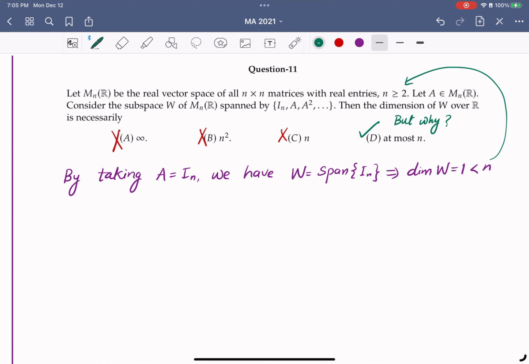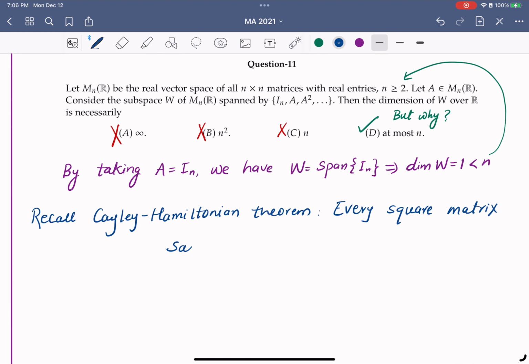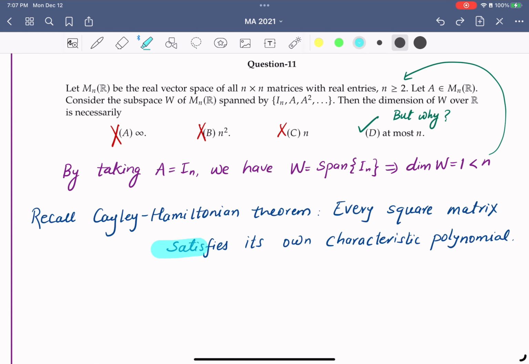Remember that if you're in exam, you're already done with this question, so you can move on to the next question. Now, to understand the proof of this correct answer, we recall the well-known Cayley-Hamilton theorem. What does it tell us? It says that every square matrix satisfies its own characteristic polynomial. Now, what is the meaning of the word satisfies? It will be clear in a moment.